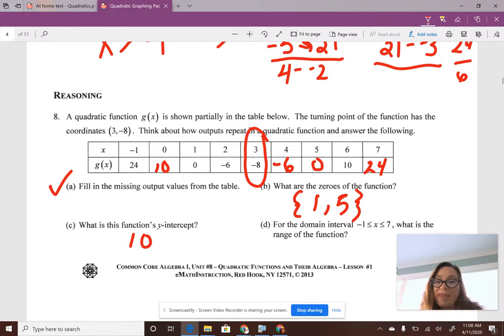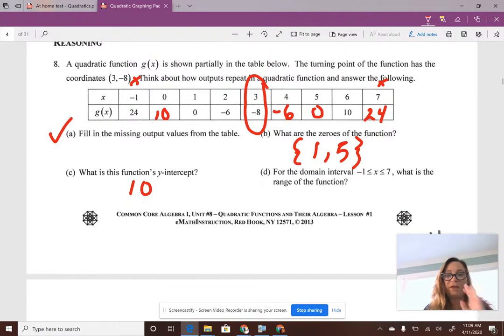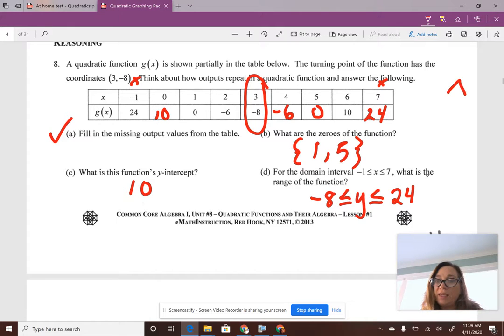For the domain -1 here to 7 here, what is the range of this function? Okay, so range is low to high. So the lowest is -8 and the highest is 24. Range is low to high. So when we're doing range, we're looking down and then up. That's range, because range is y values.